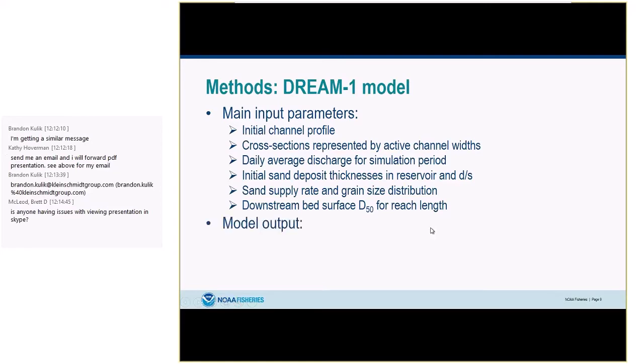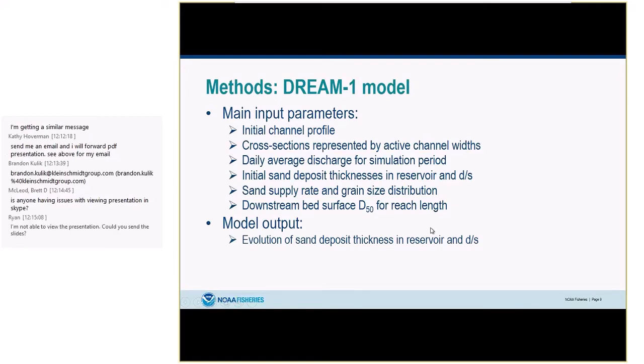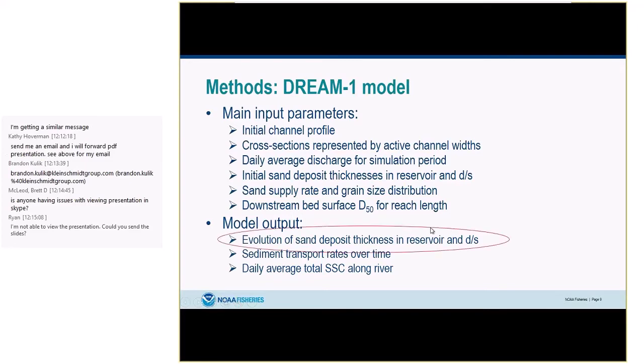For output, the model gives you the evolution of the sand deposit thickness in the reservoir and downstream, sediment transport rates over time, and the daily average total suspended sediment concentration along the river. In this presentation, I'm focusing on this first one, how bed elevations changed in the months and years after the project. There were very few fines in the impoundment deposit, so number 3 really wasn't a big factor. And we're not going to get into details of rates, which is the second bullet.